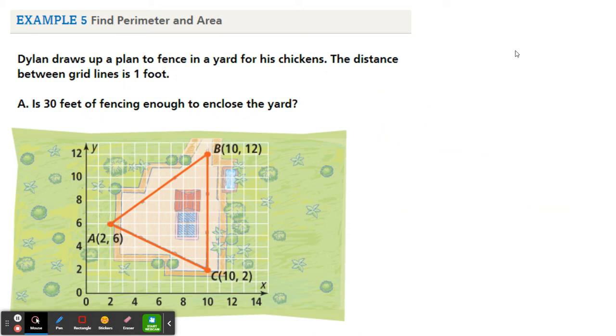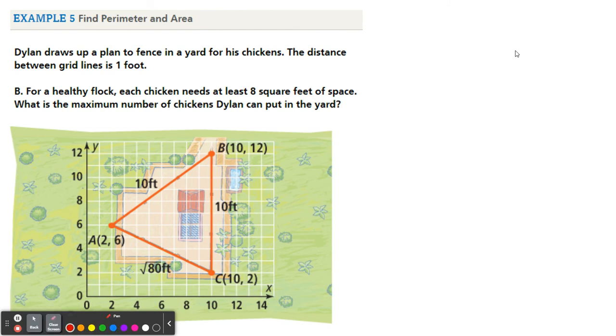Okay, last but not least, part B. Now it says, for a healthy flock, each chicken needs at least 8 square feet of space. What is the maximum number of chickens Dylan can put in the yard? So each chicken, so one chicken, needs 8 square feet of space. So what we have to do is find the area of this space right here, and then divide it by 8, right?